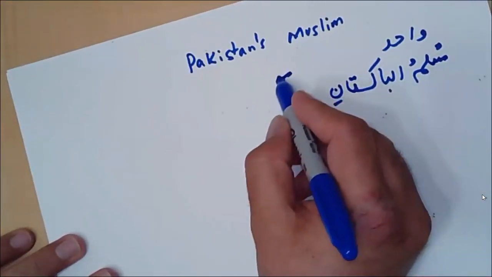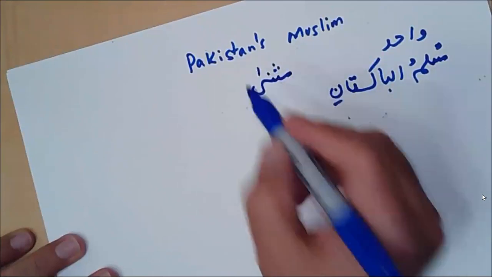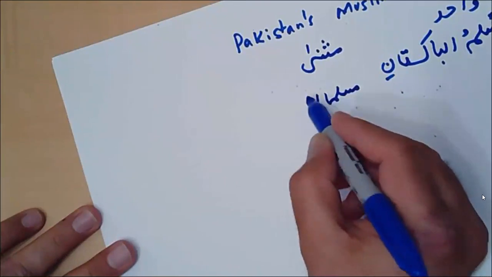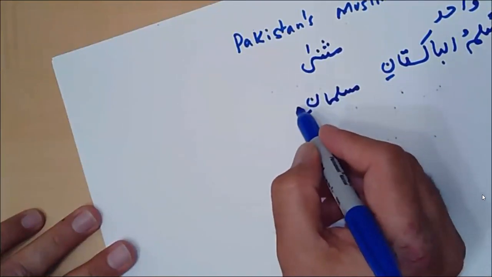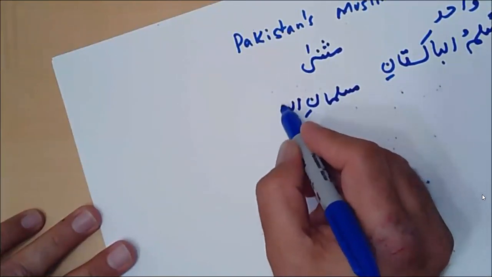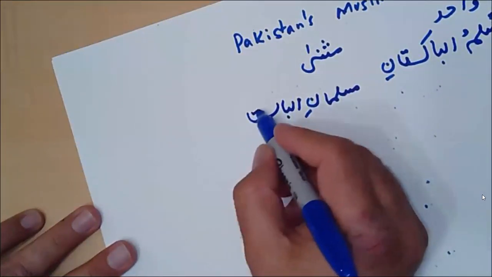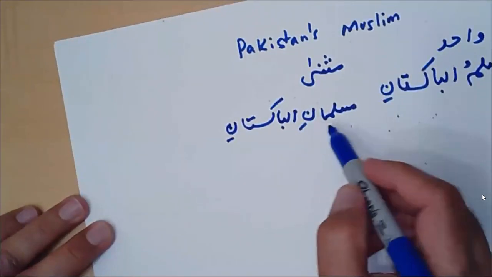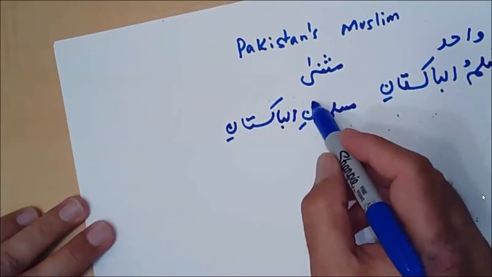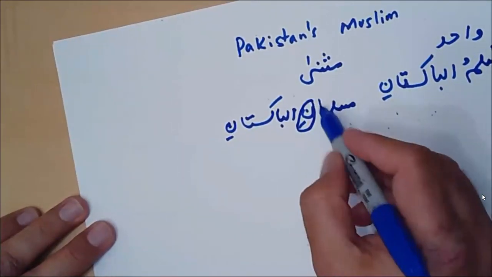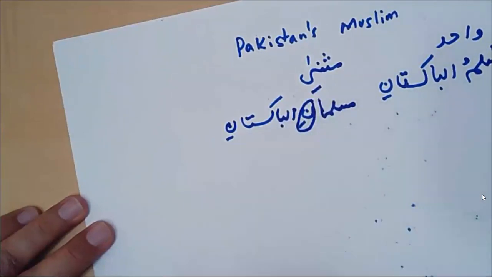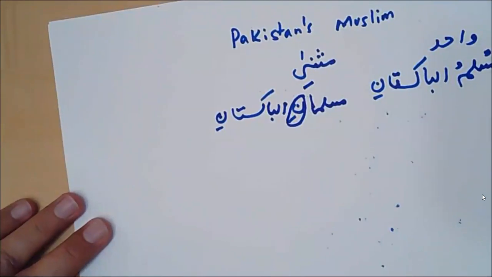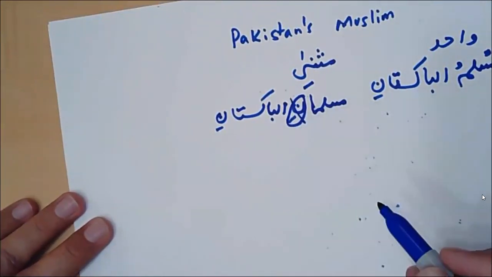If I say Musanna, what will be the example? Muslimani. Muslimani Pakistani. Right? What is the rule? That if it is a Musanna, the noun has to be dropped, so it will be Muslima. Muslimal Pakistan. Making sense? The noun will drop.